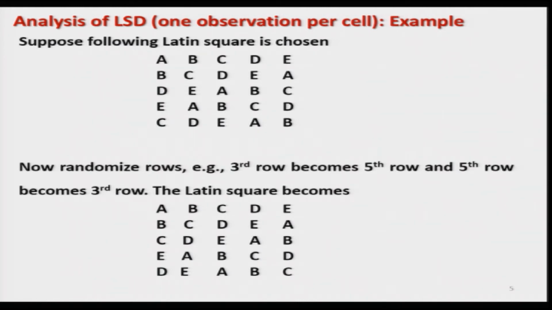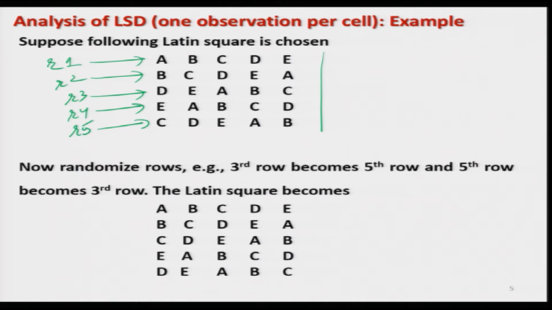Suppose I consider a 5 by 5 Latin square. There are 5 symbols A, B, C, D, E, and you can see they are given here. This is my first row, second row, third row, fourth row and fifth row, which I indicate as R1, R2, R3, R4 and R5. Similarly, the columns can be indicated by C1, C2, C3, C4, C5.